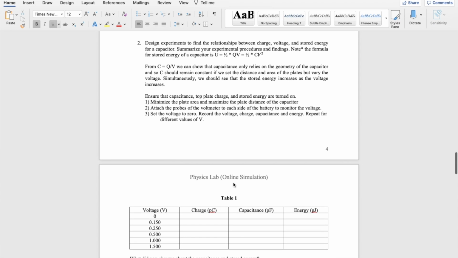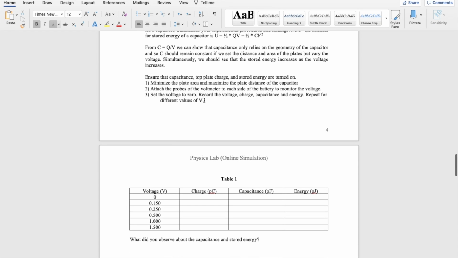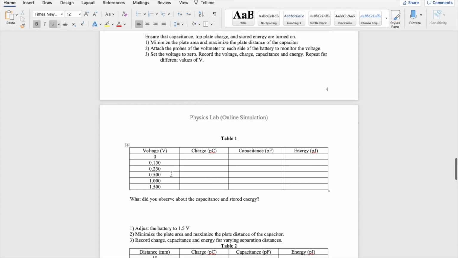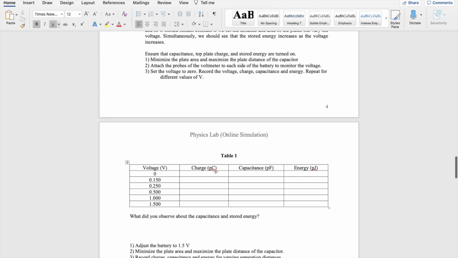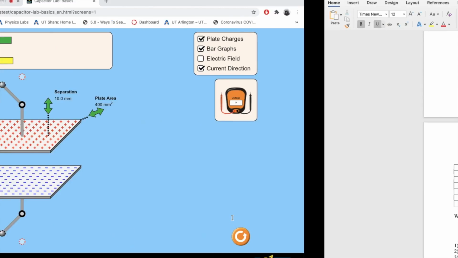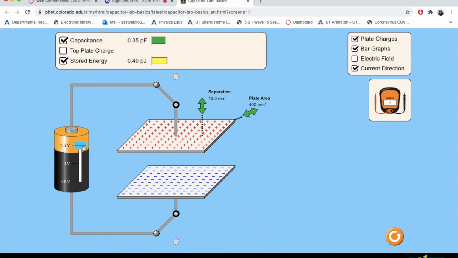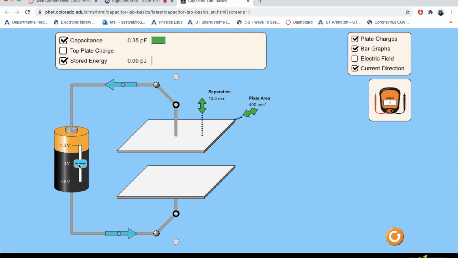In the second one, it's asked to design the experiment to find the relationship between the charge, voltage, and stored energy for a capacitor. So in the same experiment, we are changing the voltage. Voltage values are given, and as we change the voltage, let's see how charge, capacitance, and energy of the capacitor change, and write down what you observed about the capacitance and the energy stored. So here the potential we can change from 0 to 1.5. So we'll start at 0.